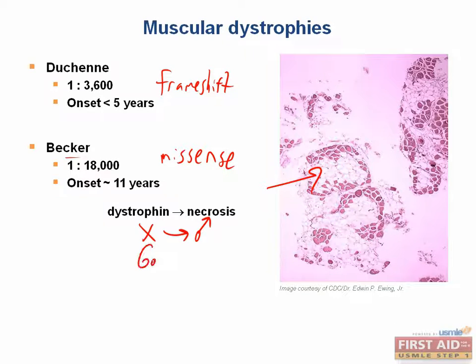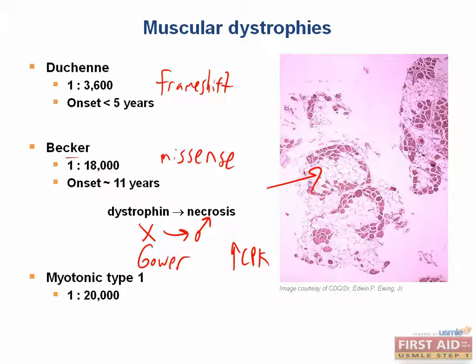You should also associate these with the inability to perform a Gower maneuver, especially Duchenne, since it's more serious. This is trying to stand up from a sitting position without using your arms, and the inability to do this is usually due to muscular dystrophy. Diagnosis can also be made by looking for increased creatine phosphokinase in serum, or by doing a muscle biopsy to look for fibrofatty replacement. Another type of muscular dystrophy is called myotonic type 1 muscular dystrophy.